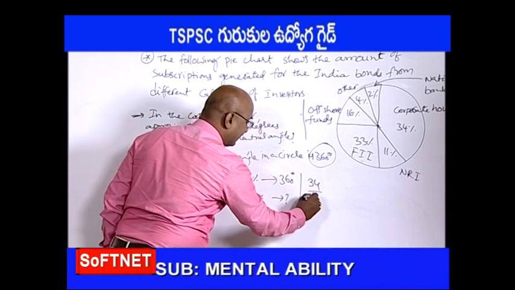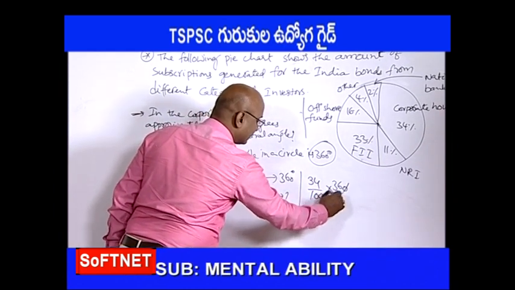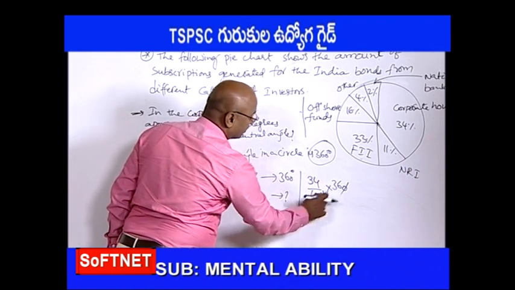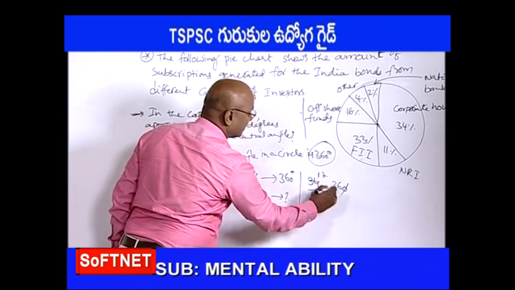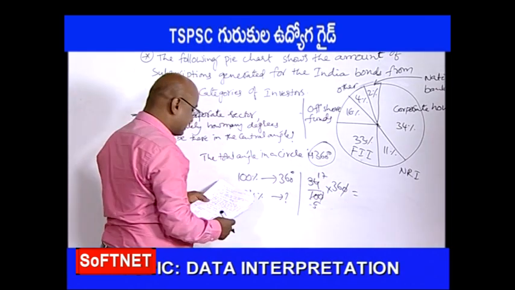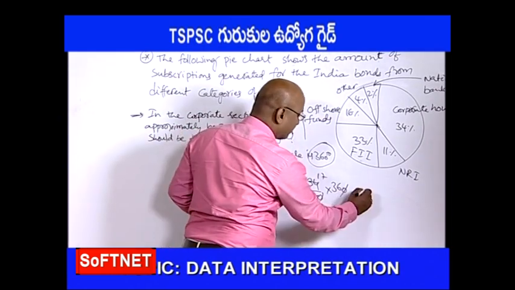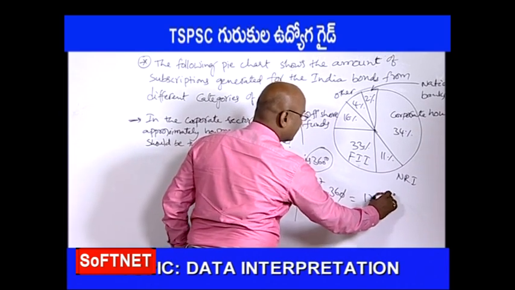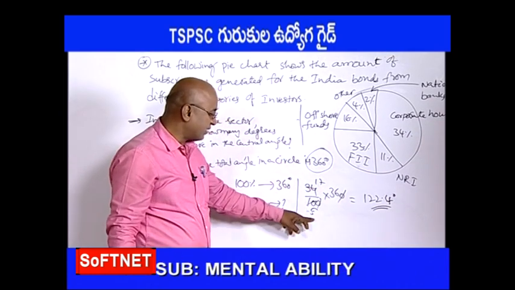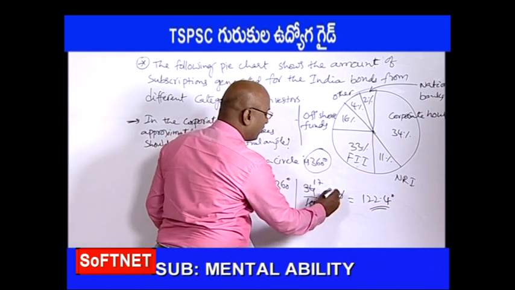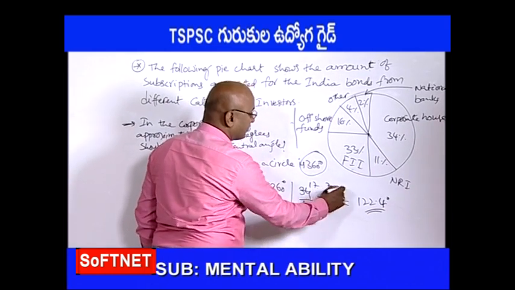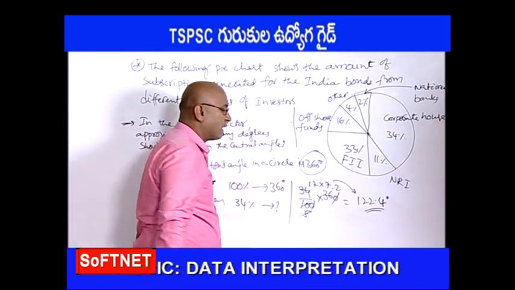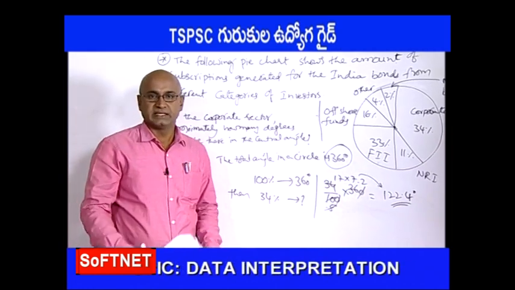34 by 100 into 360; 10 and 2 5s and 2 17s. So that is equal to 17 into 36 by 5, that is equal to approximately 122.4 degrees. So 17 into 36 by 5: 5 7s are 35, so 7.2, and 17 into 7.2 will give you 122.4 degrees.